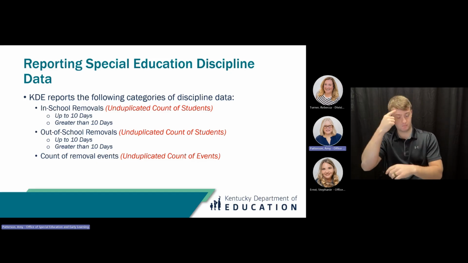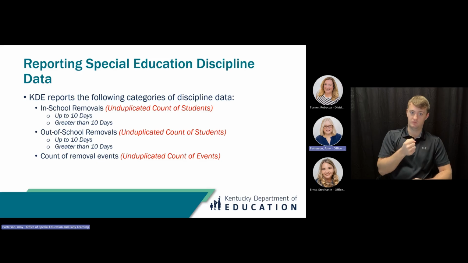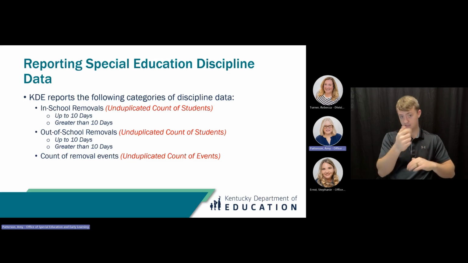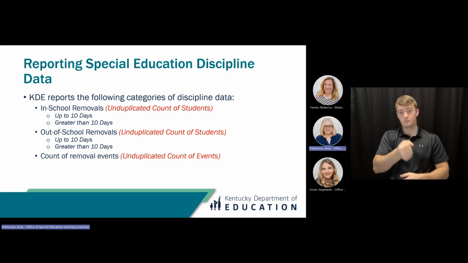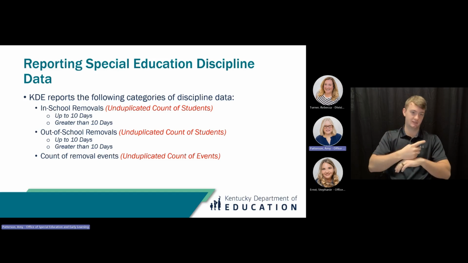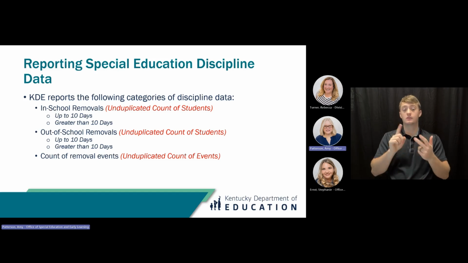We report in-school removals. That's an unduplicated count of students who had an in-school removal up to 10 days or greater than 10 days. Those are separate reports. Out-of-school removals, same thing, up to 10 days or greater than 10 days. Or we do a total removal count. For the first two, we look at an unduplicated count of students. The last one is an unduplicated count of events.